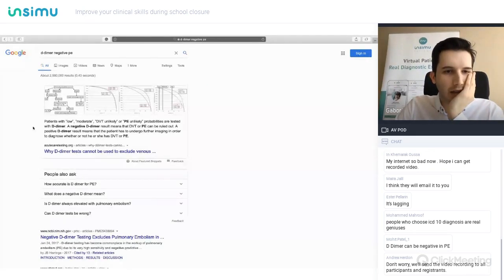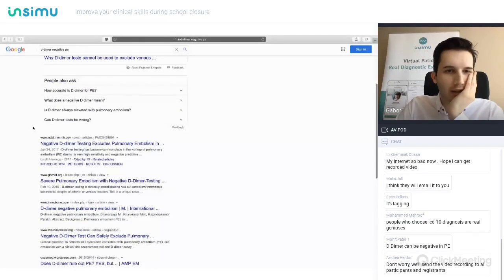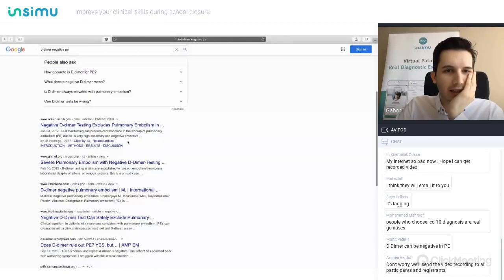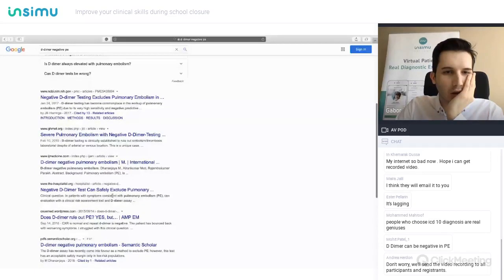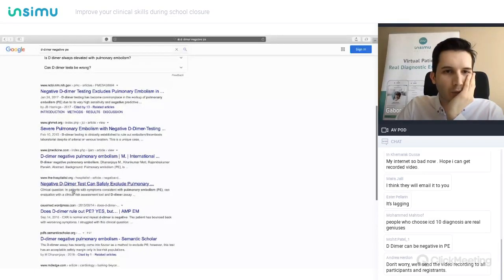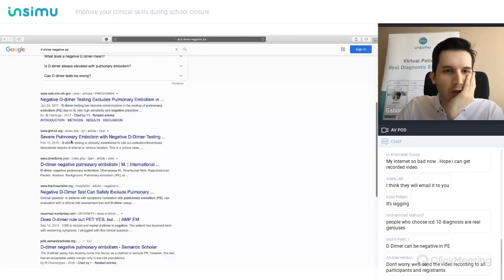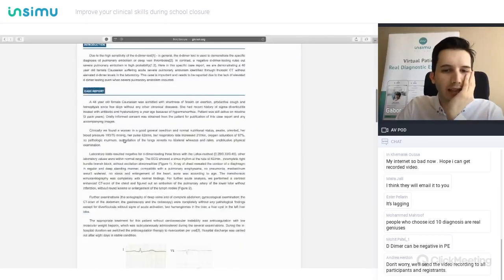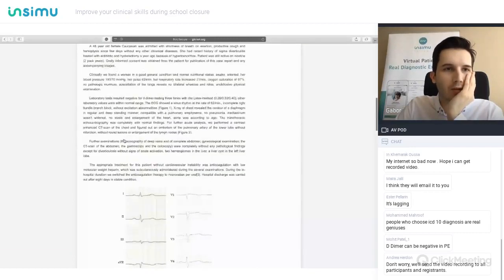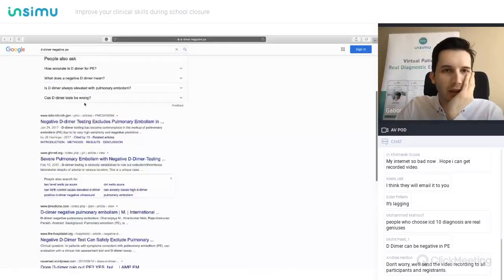What is there? It says that D-dimer usually excludes pulmonary embolism. However, not always. Severe pulmonary embolism and negative D-dimer testing. I find peer-reviewed literature on that. I could go into that and see what they found. But it was very interesting.